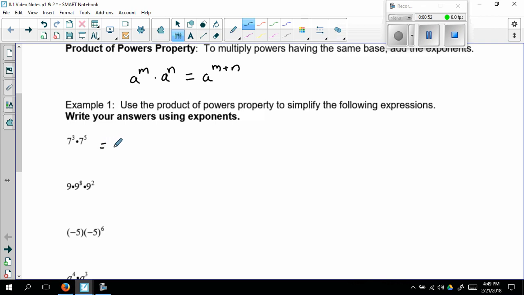Okay, so I have the same base. I'm going to just add the exponents, and I'm going to get 7 to the 8th power. Couple things to be aware of. When you have negatives, make sure if the base is negative, you need the parentheses. And if you have just a number by itself, you can assume that that's an exponent of 1. Okay, so go ahead and pause the video and try the next 3 problems, and then check back and make sure you got it right.